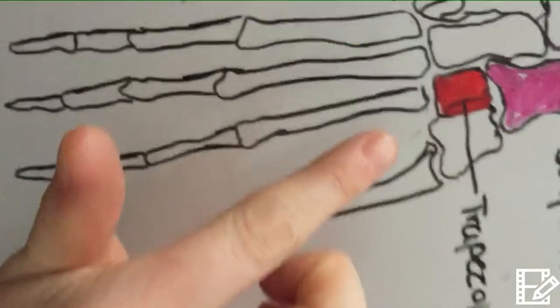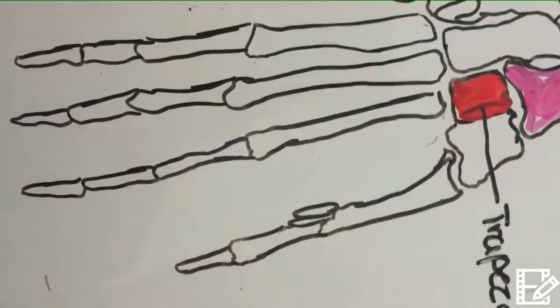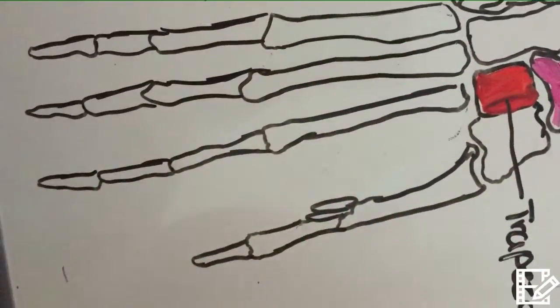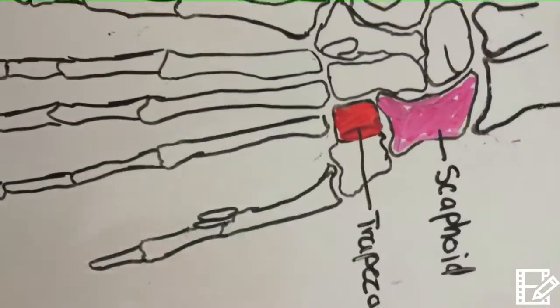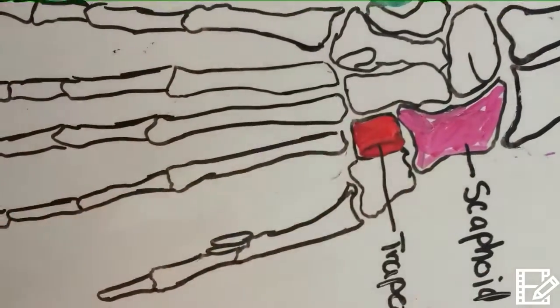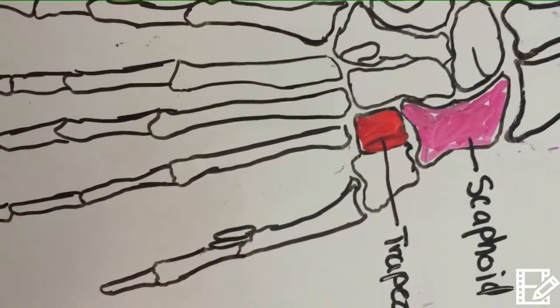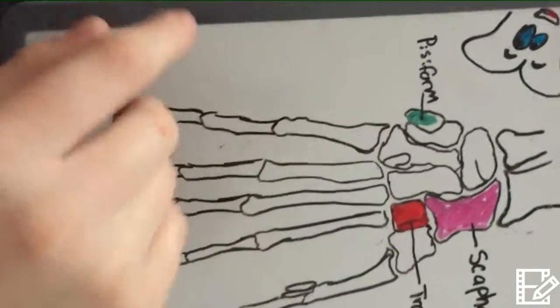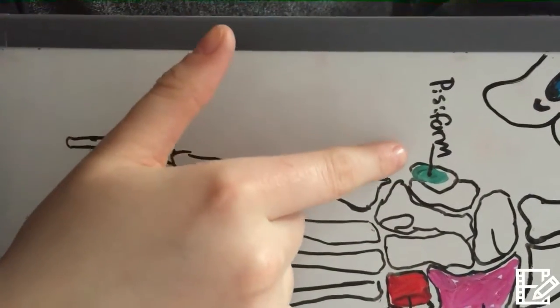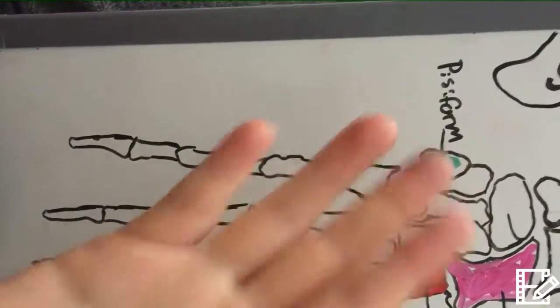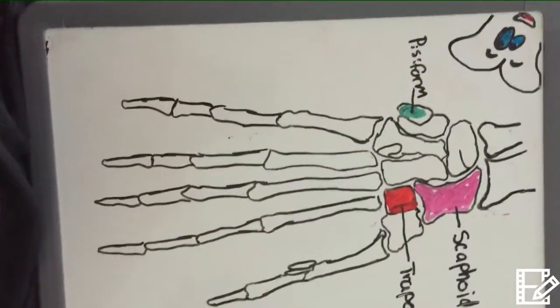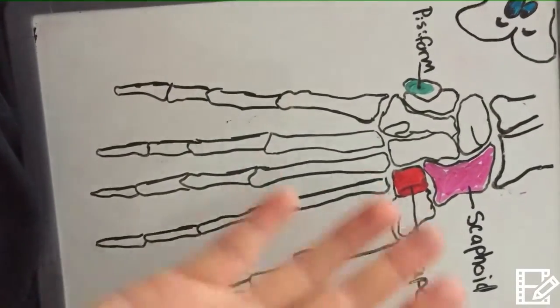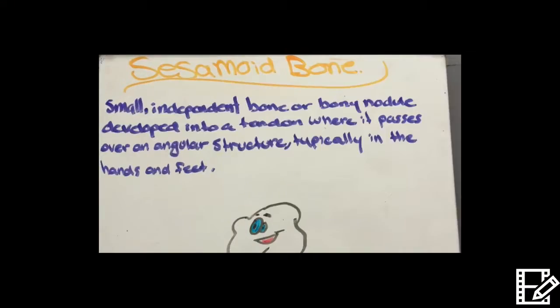So the first one is this little red one here, and that is called the trapezoid bone. And you can tell that easily by the shape, as it looks like a trapezoid. The second one is the scaphoid bone. Now this one's really important to know because it's the one that people break the most when they fall, when they put their hand straight down. So the last one is the pisiform, and it's on the side there, and they're all very important bones that you should know. They're very simple, and they're easy to remember.